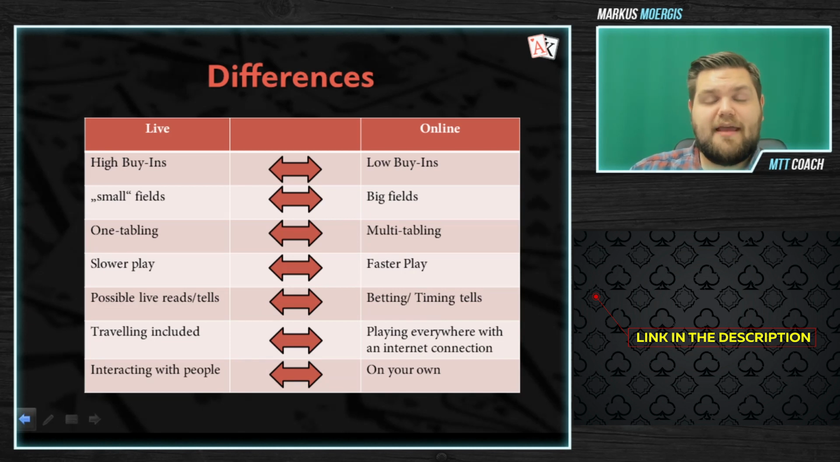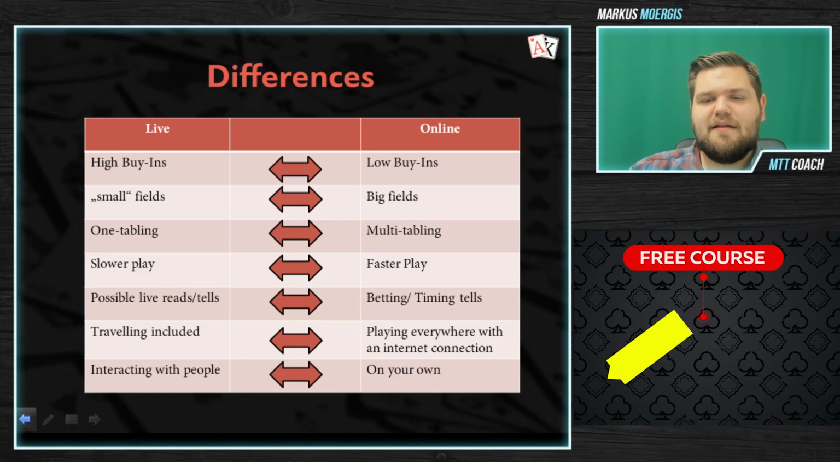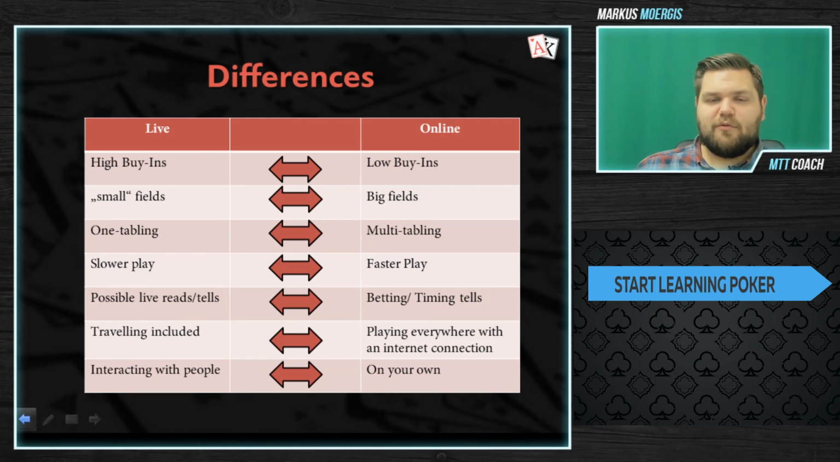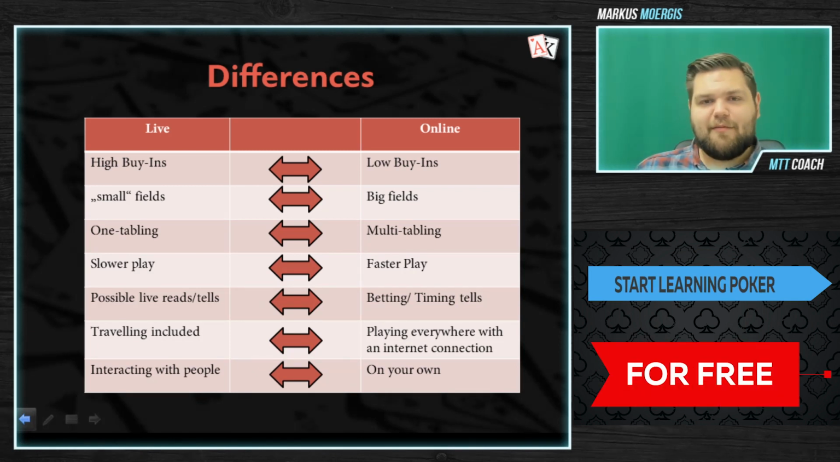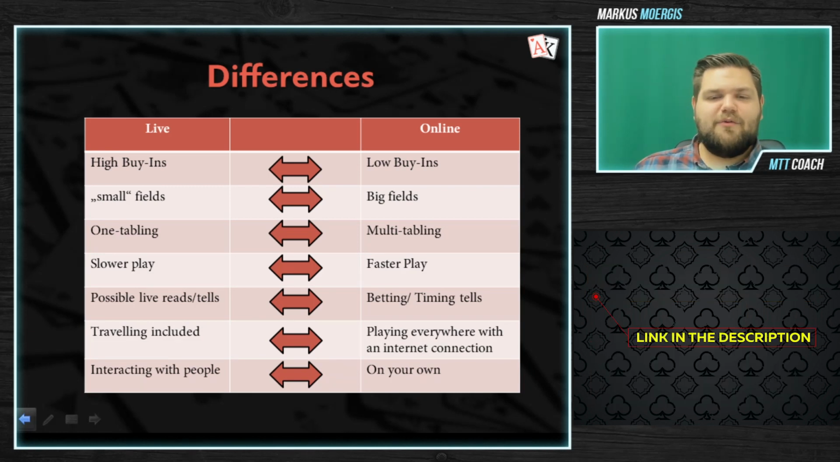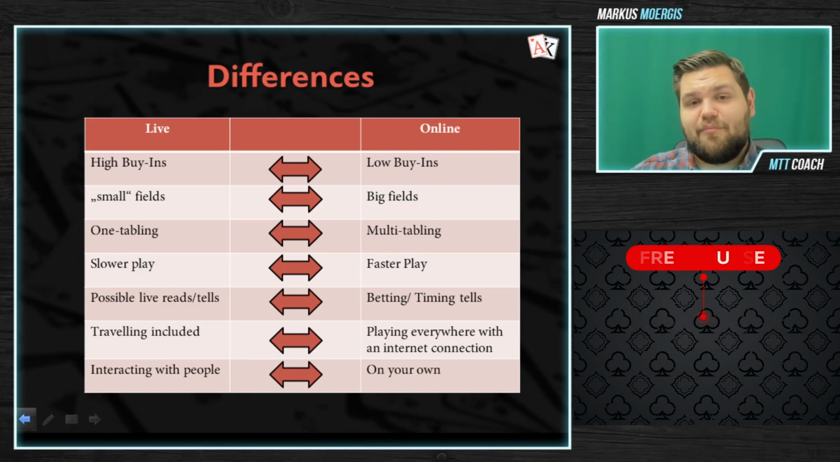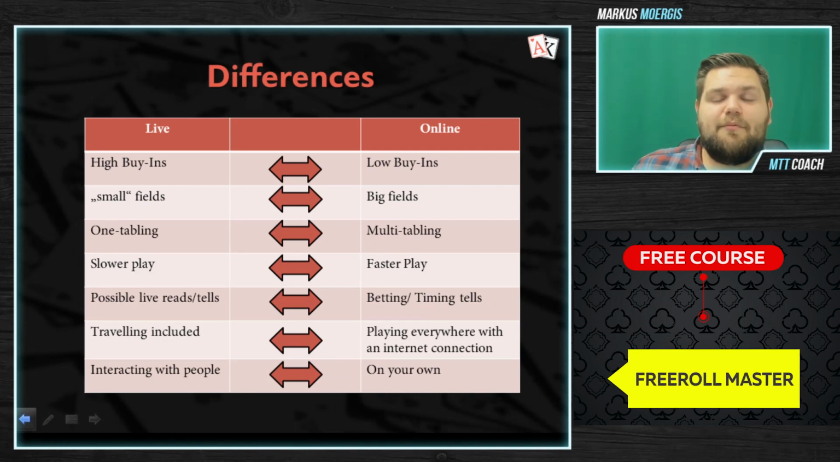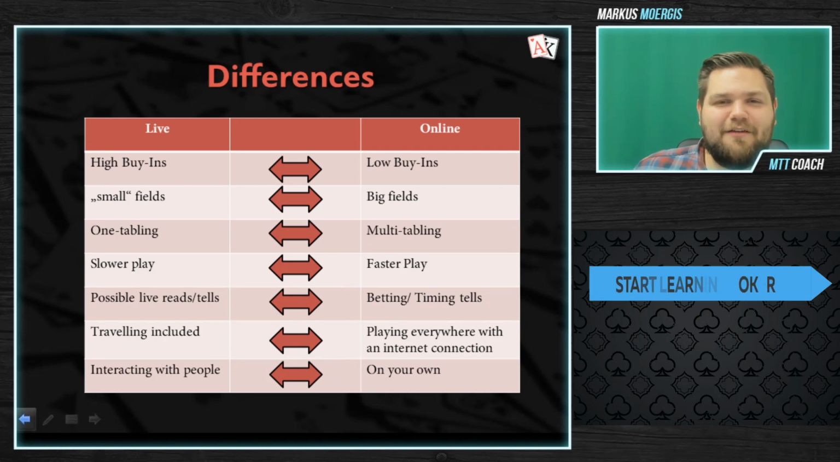Then again, the traveling part versus you can play from everywhere. You don't need to travel anywhere really, except for the country restrictions, of course. And also a big thing, when you play live, you interact with other people. You have mostly 8 people on your table plus the dealer, so another 9 people that you have to interact with. Of course, you don't have to. You can put in your headphones, put on your hoodie and sunglasses, and protect yourself from any influence from the others.